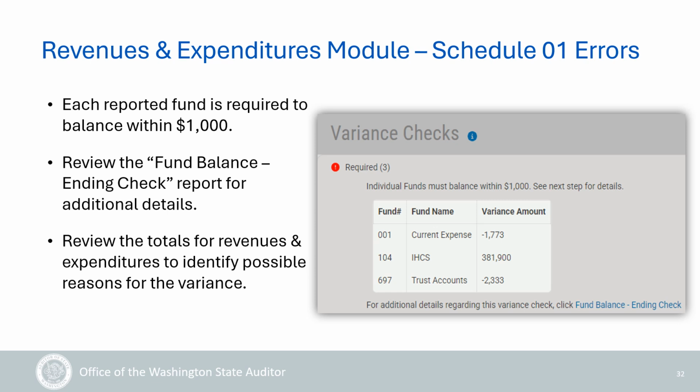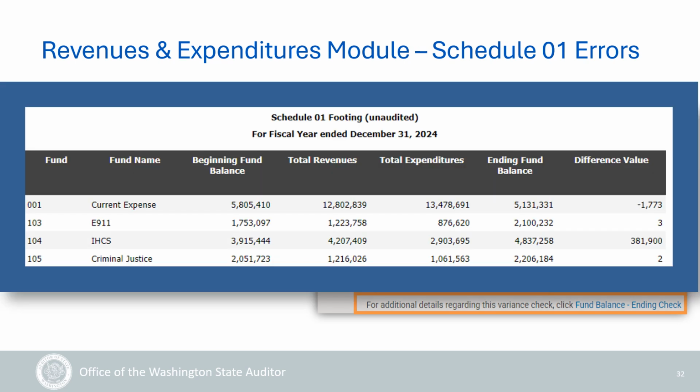Similar to the beginning balance check, if there are variances greater than $1,000, the fund number and variance amount will be displayed in a table as shown on your screen. Again, to see the complete variance report, click the Fund Balance Ending Check link, which will open the report in a pop-up window. It will include all funds, even those that do not have a variance. It will display the totals for beginning balance, revenues, expenditures, and ending balance, and then the variance amount. You should review this information to identify possible errors that may be causing the variance.